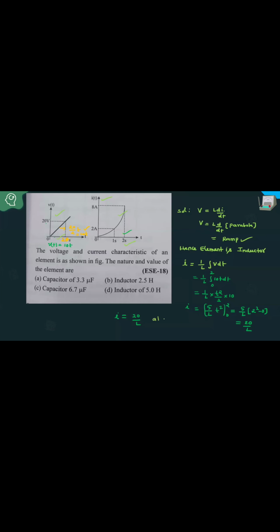Now tell me, at t equal to 2 seconds, what is I? At t equal to 2 seconds, what is I? It is 8 amperes. At t equal to 2 seconds, current is 8 amperes. Substitute: 8 equal to 20 by L. Then what is L equal to? 20 by 8. I got 2.5 Henry. Is it correct?